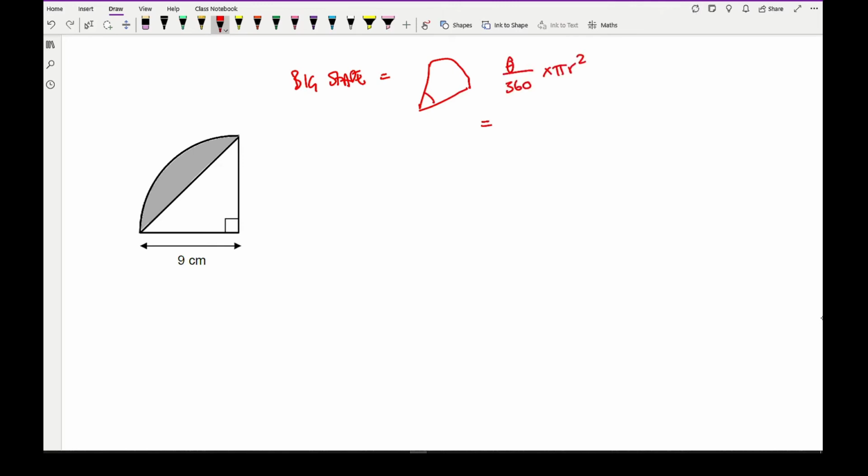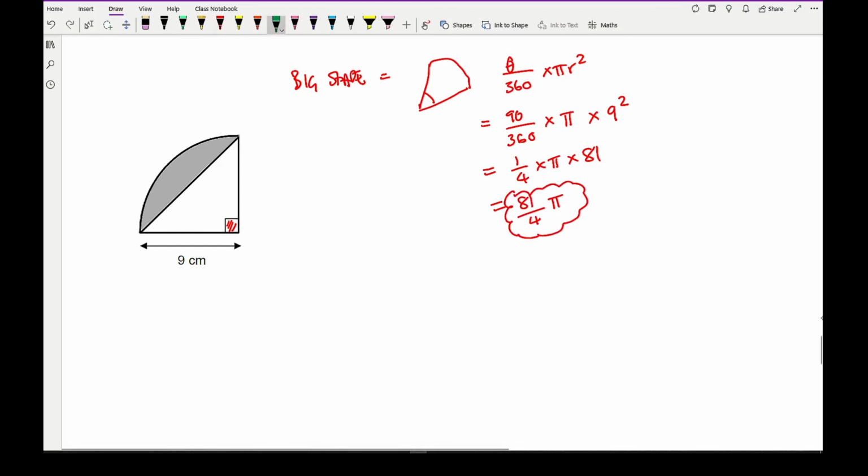squared. So substitute those numbers in, and again I can see that I've got a quarter here, so that's going to be 90 over 360 multiplied by pi times 9 squared. So that's going to be a quarter times pi times 81, which gives me 81 over 4 pi. And there is my answer in terms of pi of that big sector.